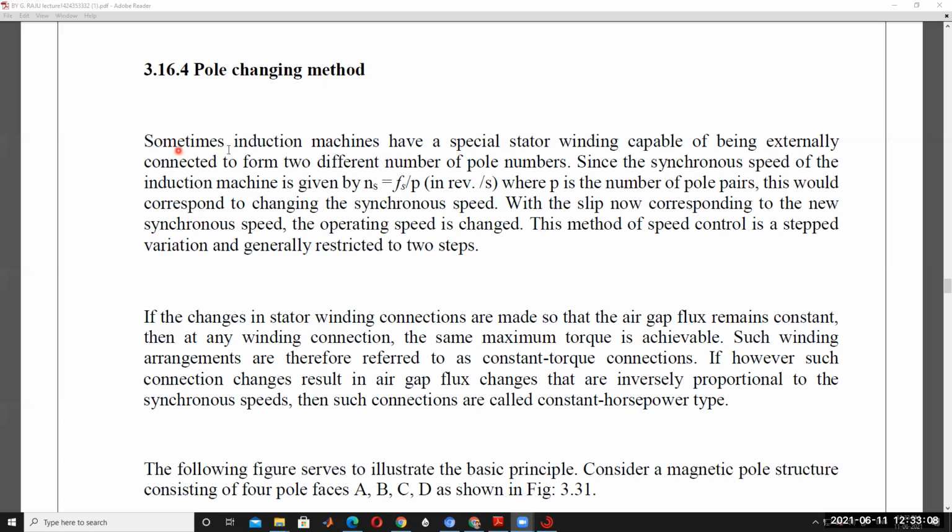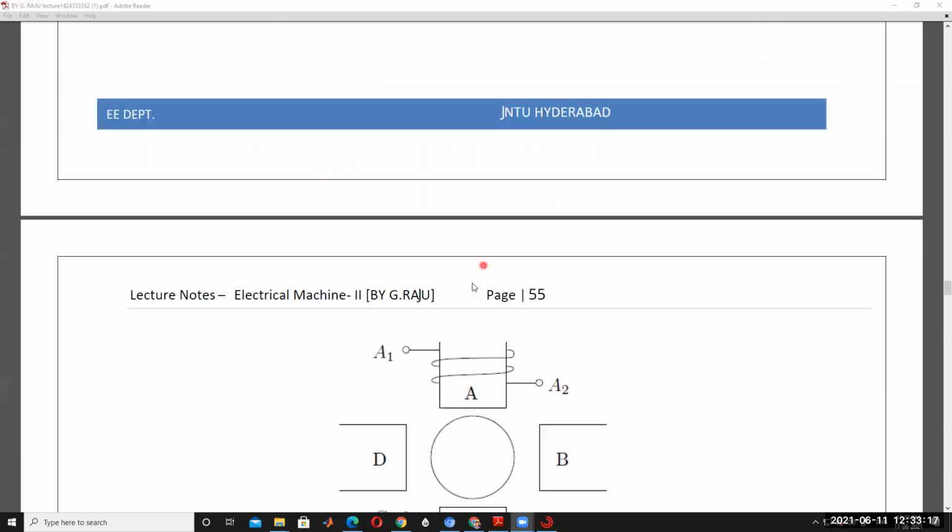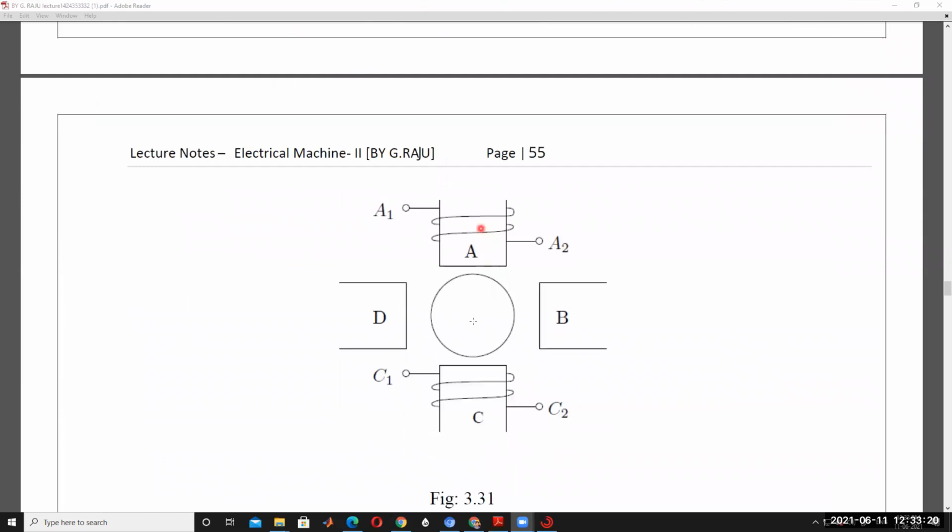Sometimes an induction machine has a special stator winding capable of being externally connected for two different numbers of poles. So there is a special circuit connection in the stator winding. Based on these connections, sometimes it will act as a two-pole machine, and sometimes it acts as a four-pole machine.